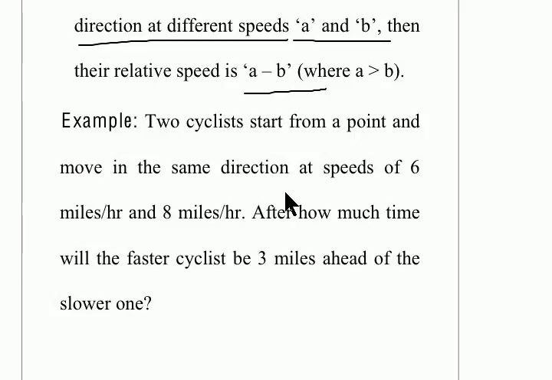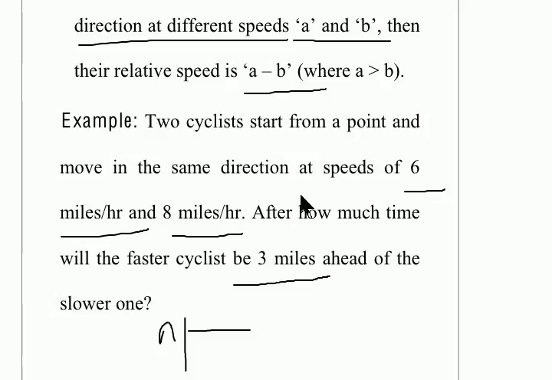Taking a quick example to consolidate the concept, let's assume two cyclists start from a point and move in the same direction at speed of 6 miles an hour and 8 miles an hour. After how much time will the fastest cyclist be 3 miles ahead of the slower one? So let's assume this is the starting point and this is A, and we have this as B.